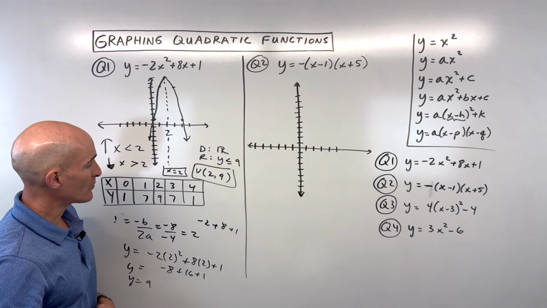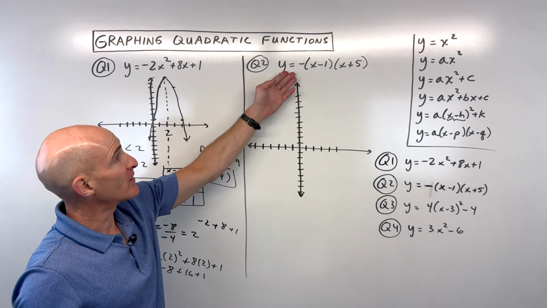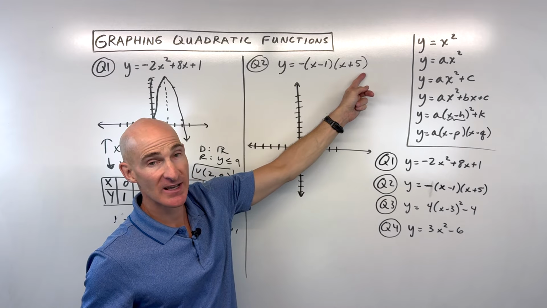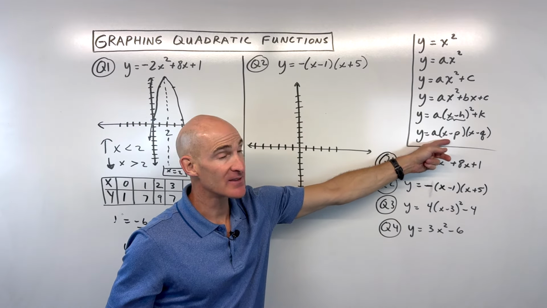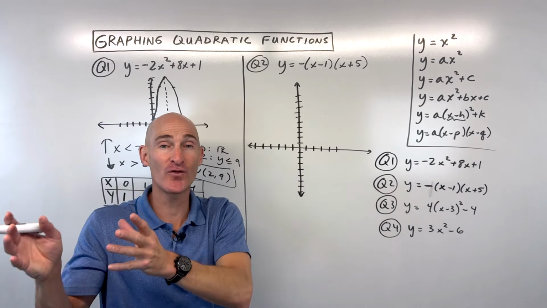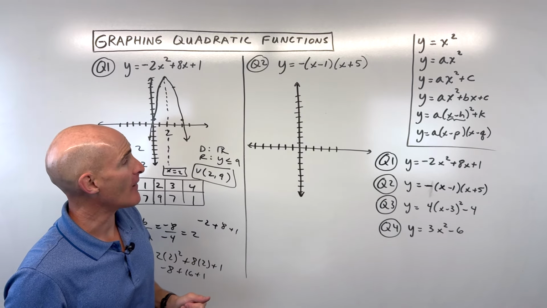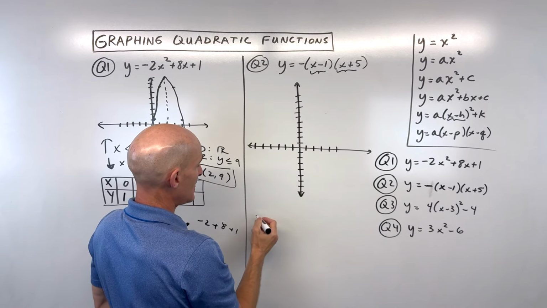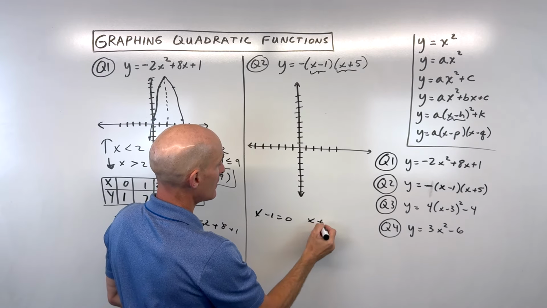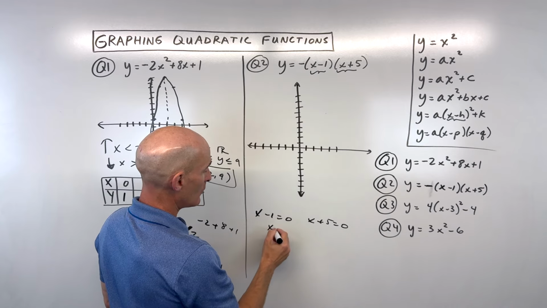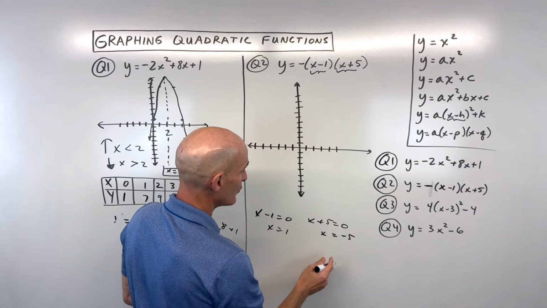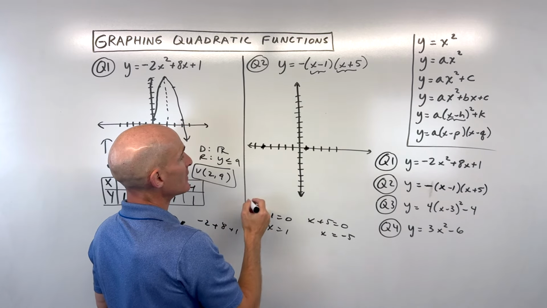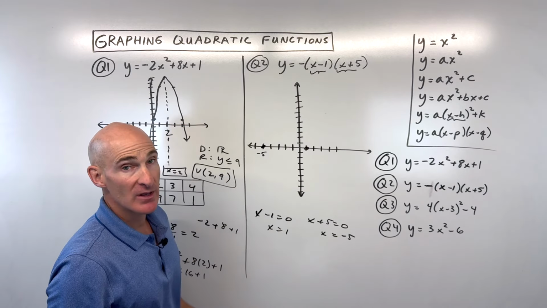Okay, let's go to question number 2 now. When I look at this equation, y equals negative times x minus 1 times x plus 5, it looks a lot like this intercept form. See, it's like the factored form. How do I get a good sketch of that graph? Well, I can set these factors equal to 0. So if I say x minus 1 equals 0, x plus 5 equals 0, add 1 to both sides, subtract 5 from both sides. So x equals 1 and x equals -5, those are going to be our x-intercepts.